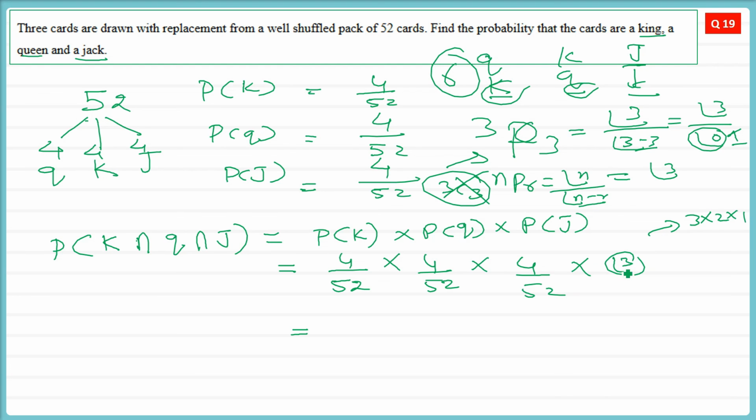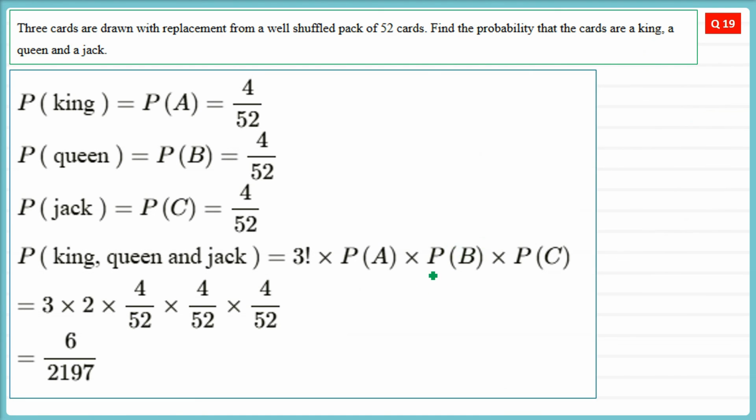Let me write it also so that it gets into your mind easily. So 1 by 13 three times, that is 1 by 13 cubed, multiplied by 6 will be our final result. So 6 by 2197 is the final result. So this is how this will be done.